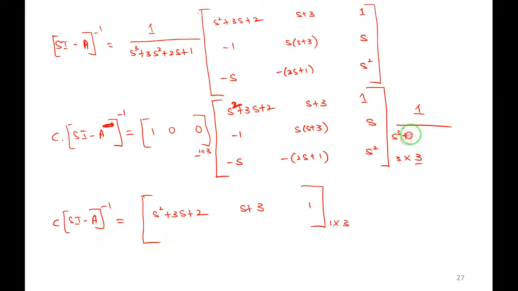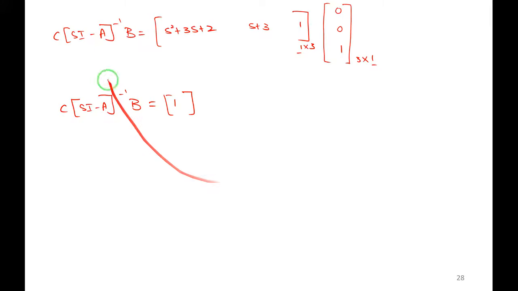S cube plus 3s square plus 2s plus 1. Okay, this I have multiplied. This is outside, so let me write it. This I will be carrying forward. So 1 by s cube. So don't leave this, it is outside. Don't leave this: s cube plus 3s square plus 2s plus 1.